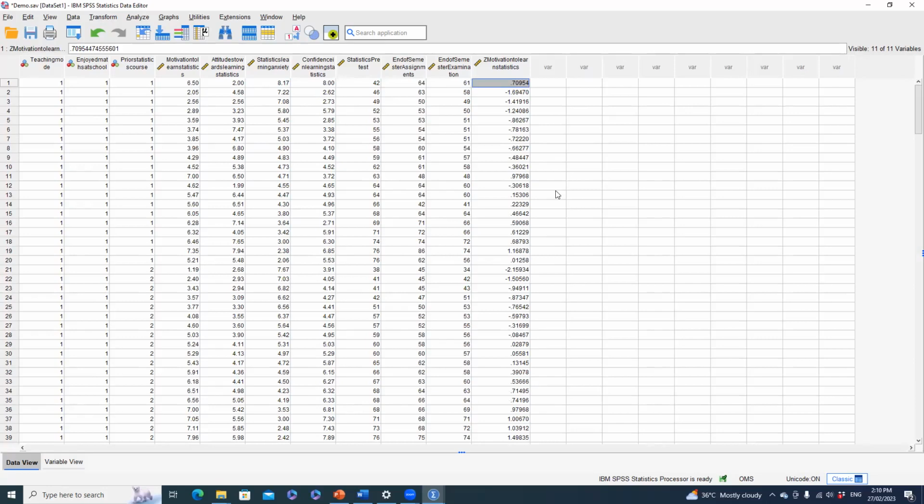The second person we're looking at, on the other hand, had a raw score of 2.05 and actually scored below the mean. You can see here negative 1.69, rounded to 2 decimal places. Negative indicates that they're below the mean, and a Z-score of 1.69 means they're outside the normal range, 1.69 standard deviations below the mean. So that person was quite a low scorer in comparison to other people in the group.